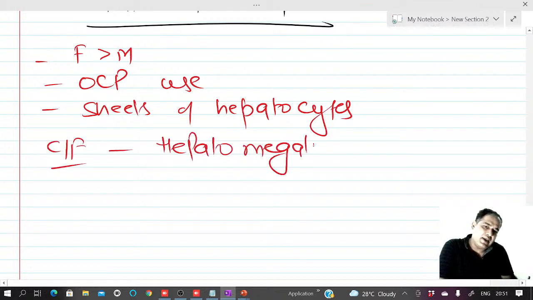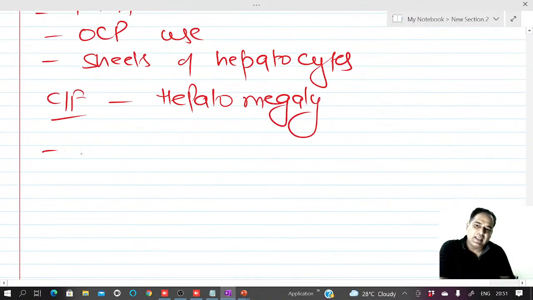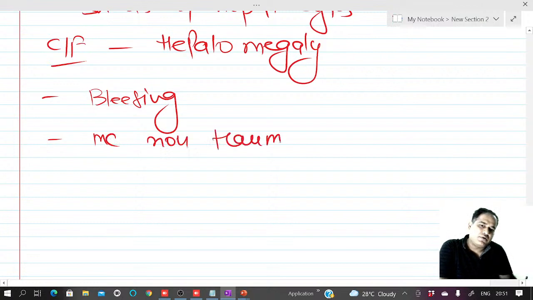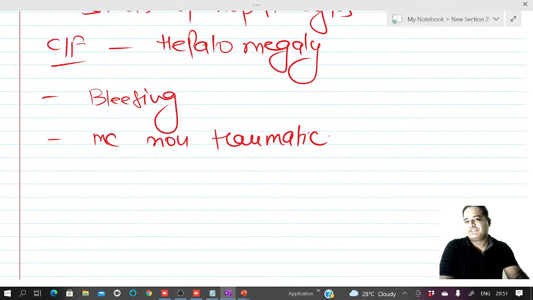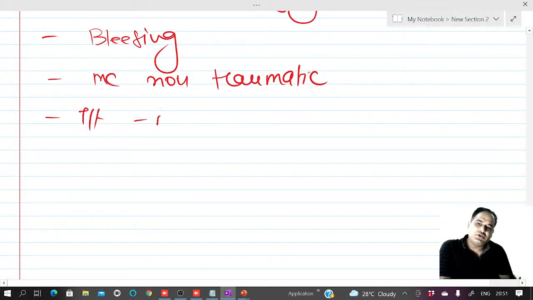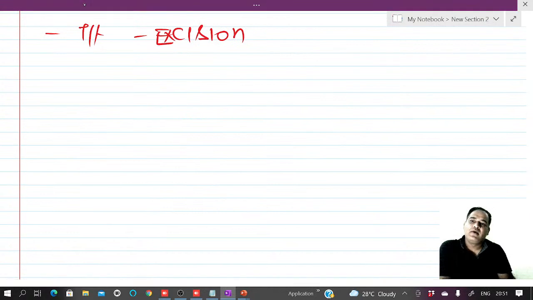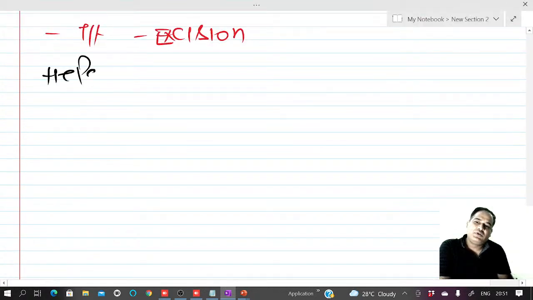Clinically, it may present with hepatomegaly and it may give rise to bleeding, intra-abdominal bleeding. So sometimes it is considered the most common non-traumatic cause of hemoperitoneum. Fine. Because this has got malignant potential, the treatment is excision. Fine.